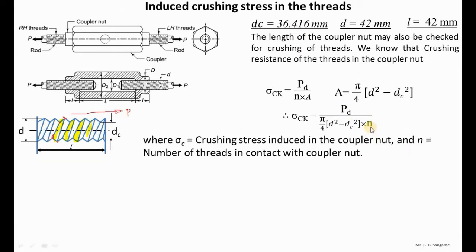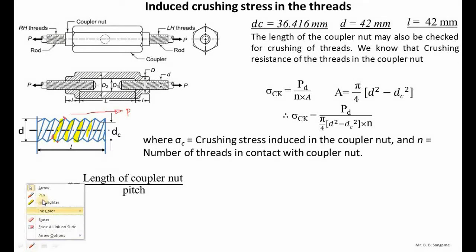But we don't have the value of the number of threads. Then how to calculate the number of threads? Here we can use the formula: N equals the length of the threaded portion of the coupler nut, L, divided by pitch. Pitch is the distance from a point on a thread to the adjacent point on the next thread. So this portion is called the pitch.